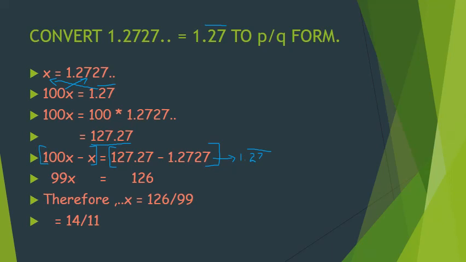Why do I take it as 100 this time? Because in this decimal number, next to the decimal point, I have two numbers which get repeated. So if I take the place value of two numbers, I get 100x. Now if I form them in my numerical statement, my solution will be x equals 1.2727 dot dot, whereas 100x equals 1.27 bar. And now if I simplify these two values, first I must always simplify the bigger value.